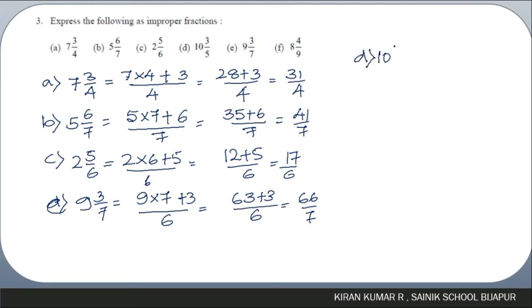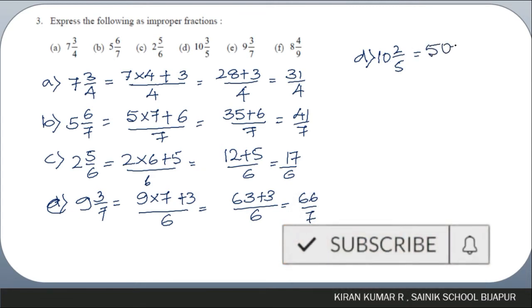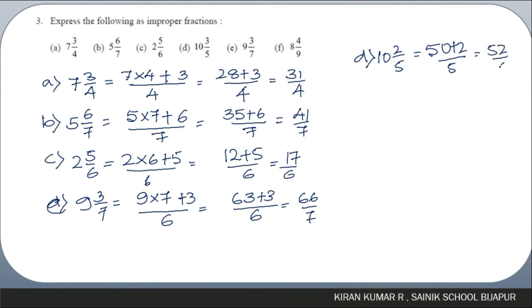D is 10 2 by 5. If you have understood it properly, you can also do it directly: 10 times 5 is 50. 50 to be added to 2 divided by 5, nothing but 52 by 5. And the last one, 8 4 by 9. 9 eights are 72 to be added to 4 divided by 9. We get 76 upon 9.